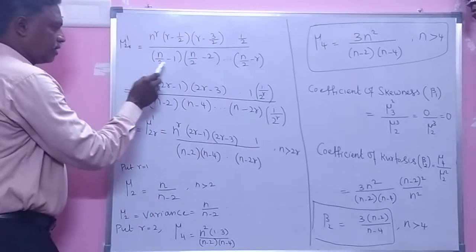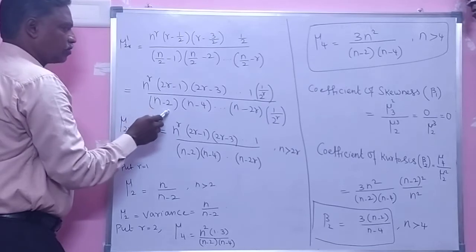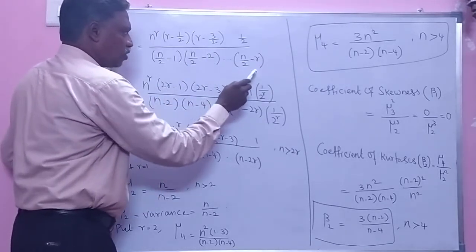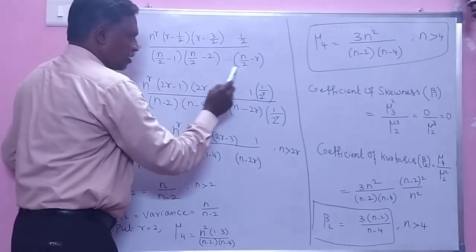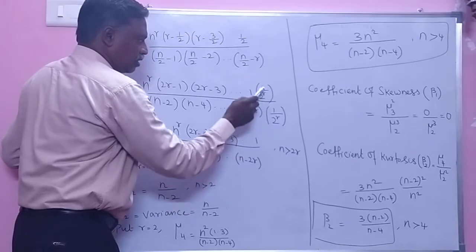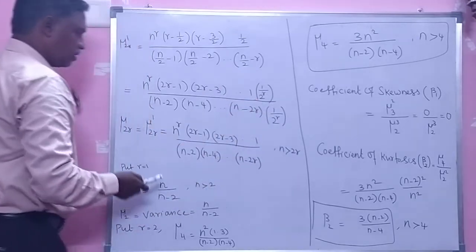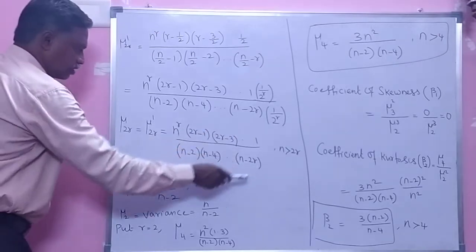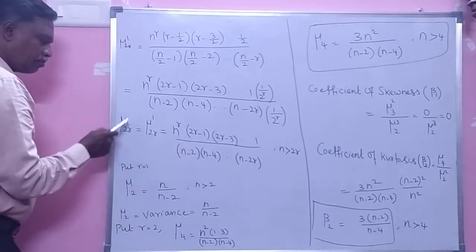Here again you take LCM: (n minus 2) by 2, (n minus 4) by 2, etc., (n minus 2r) by 2. Again there are r terms, that is 2 power r in the denominator. So 1 divided by 2 power r. These two terms will be cancelled. So the remaining terms are there. Mu 2r dash equals this one. So this is nothing but mu 2r.